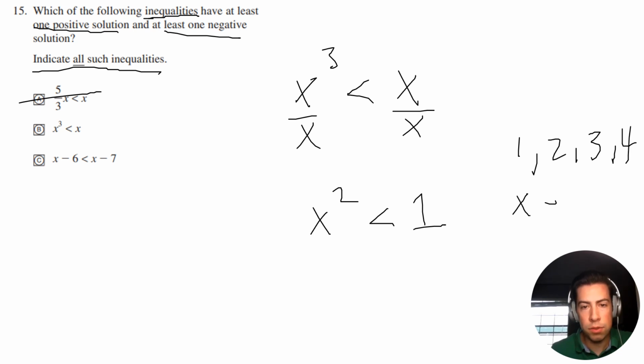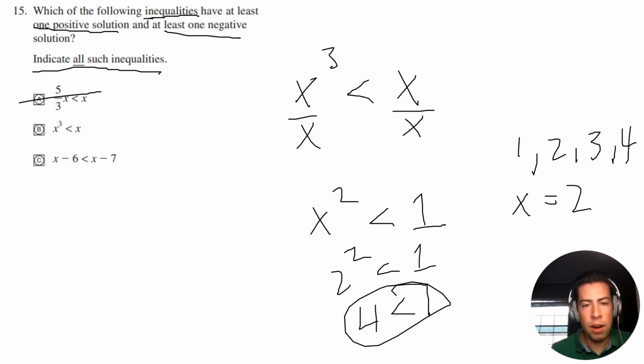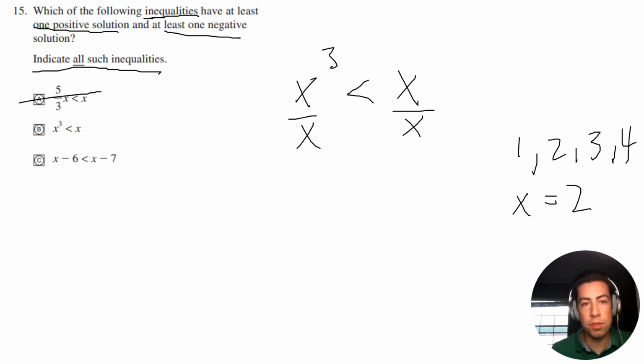Let's try x equals 2, okay? So I'm going to have 2 squared is less than 1. So I'm going to have 4 is less than 1. All right, guys, so that's not true. And if we keep going higher, we're always going to keep getting greater than 1, right? So it looks like there are no positive integer solutions, okay?